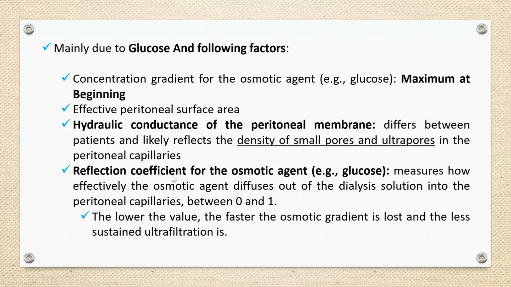It is mainly due to the glucose and the following factors. The concentration gradient for the osmotic agent is maximum at the beginning. Then the effective peritoneal surface area, which I have already talked about. Hydraulic conductance of the peritoneal membrane differs between patients and likely reflects the density of the small pore and ultrapore in the peritoneal capillary. Then the reflection coefficient for the osmotic agent like glucose.